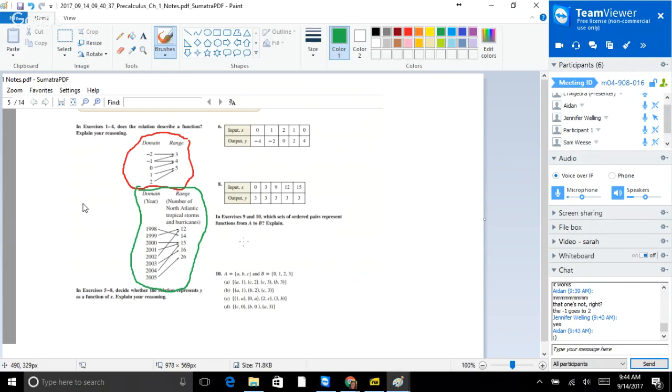Everything's matched up. 2 or more elements of A may be matched with the same element of B. We have that going on with the year 2000 and 2001. There were 15 hurricanes in each of those years, so 2 years in a row. And then number 4, an element of A cannot be matched with 2 different elements of B. So if we look here, every year has just one value associated with it. So we would say, yes, this is a function.